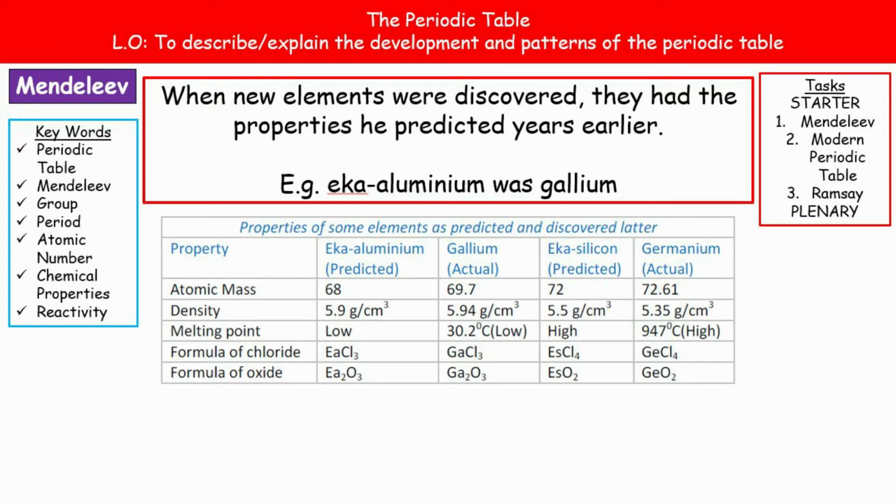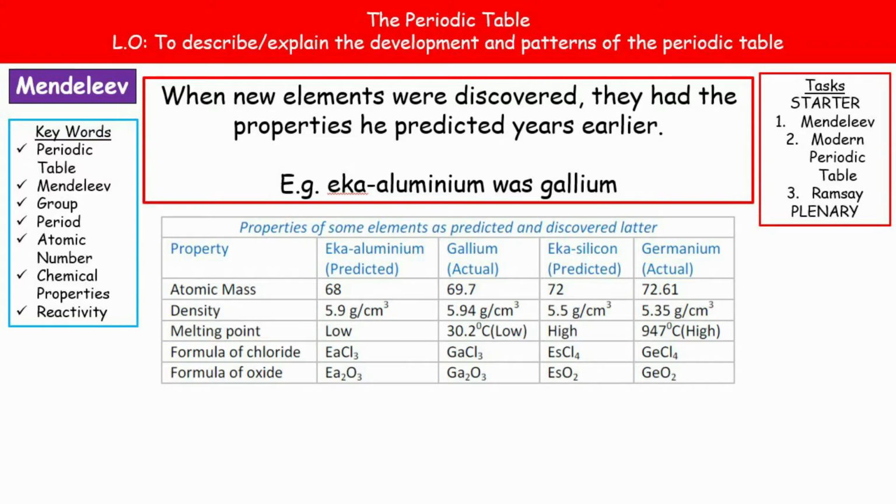So if we just look at the eka-aluminium and the gallium, then he predicted that eka-aluminium would have an atomic mass of 68, and gallium's actual mass is 69.7, which is pretty close, let's be honest. If we look at the density, he predicted 5.9, and it's actually 5.94, so it was 0.04 grams per centimetre cubed out. He said it would have a low melting point, and it does at only 30.2 degrees Celsius.